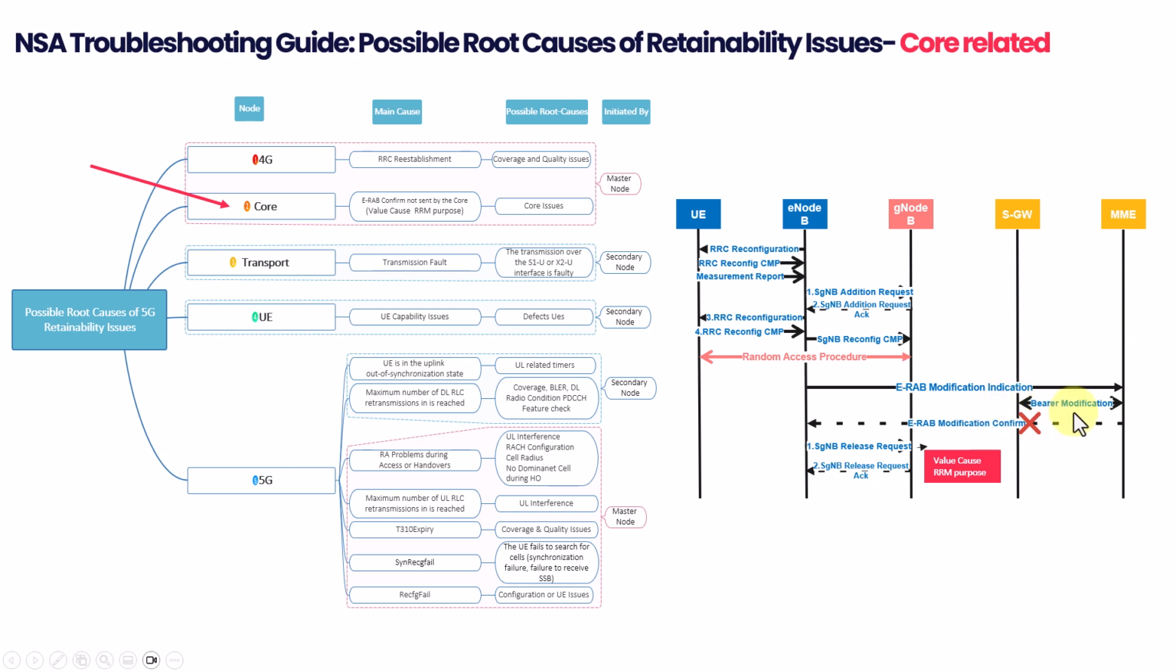So if in some cases the MME was not able to reply, this can cause a drop, because this is already considered a successful addition. So anything that happens after, even random access, yes, it's an accessibility issue, but it will be counted as a drop. So this case will be counted as a drop if there is no reply at this particular stage. And once this happens, there is no reply from the MME to the unit B. The unit B will send the SgNB release request, and probably the cause we'll see in this release request is called RRM purpose.